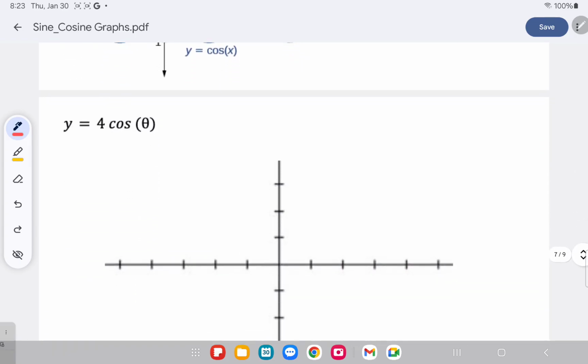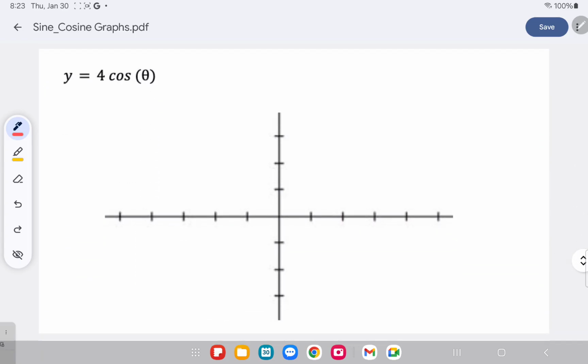Everything else works really similarly to the sine function. So this first one, the only thing that we're changing is the amplitude. The amplitude is 4. There's no b, which means our period is just 2 pi. 2 pi over 1 is just 2 pi. So that means I'm going to label my 4th tick as 2 pi and -2 pi. Cosine graphs start up at 1. This one is positive, so it's going to start up at 1.